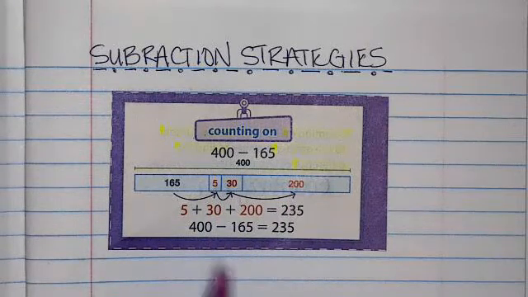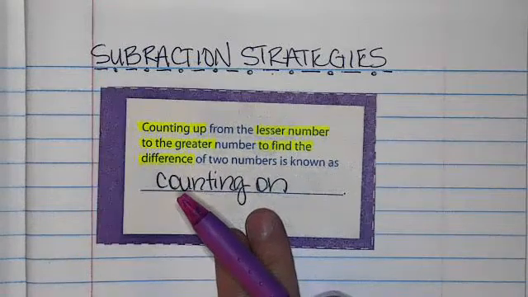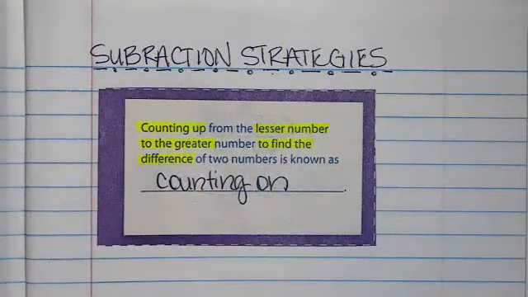We found out that was 235, but it says here, counting up from the lesser number to the greater number to find the difference. Keyword, the difference of the two numbers is known as counting on. So let's go ahead and take notes on this.